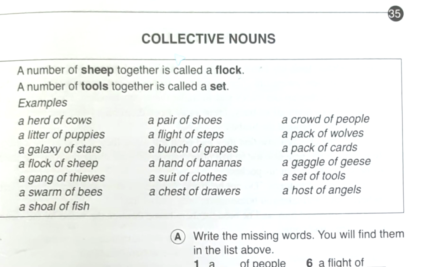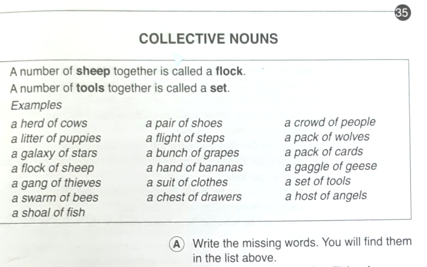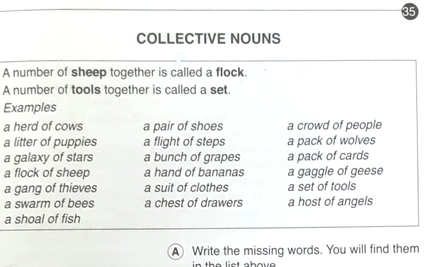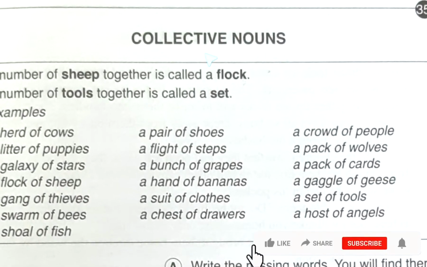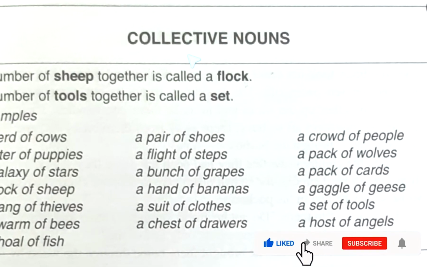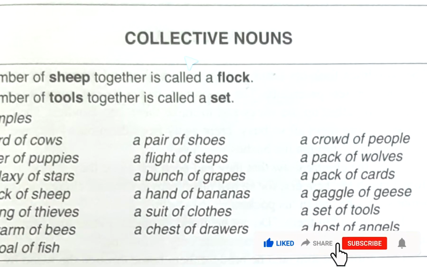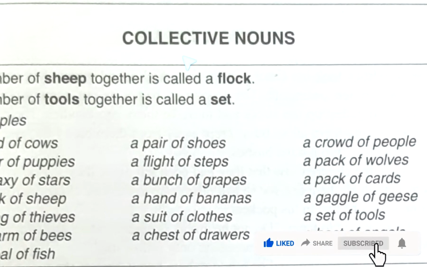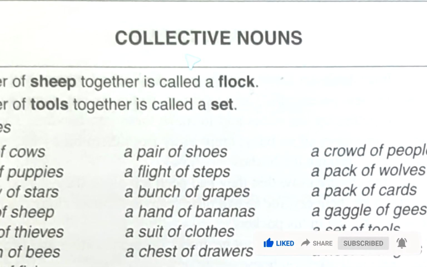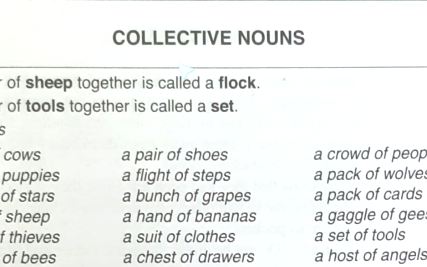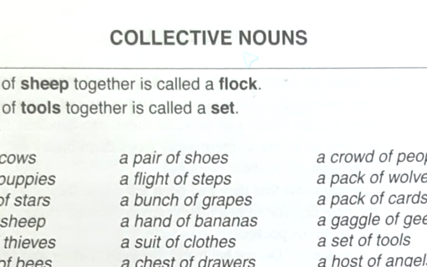Today again I'm with you and I'm going to discuss Junior English Book 2, page number 35, and today's topic is collective nouns. There are four types of nouns: proper noun, common noun, collective noun and abstract noun. Today we have one of them, that is collective nouns.